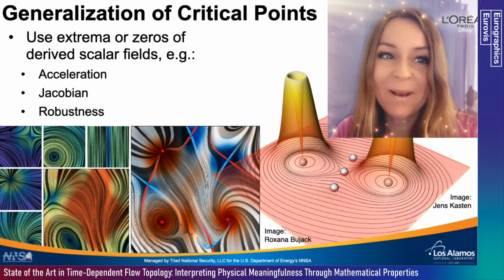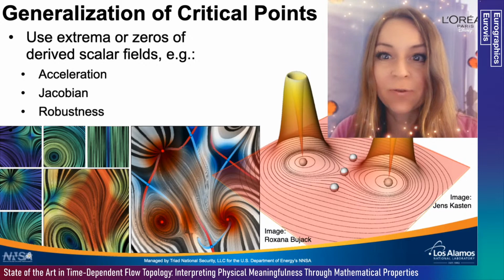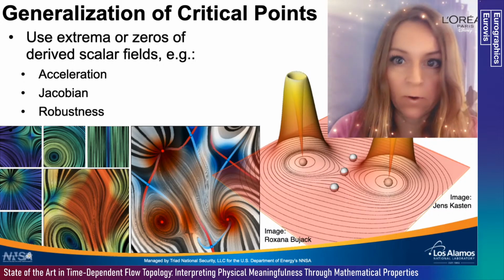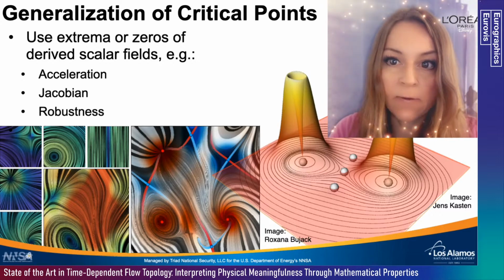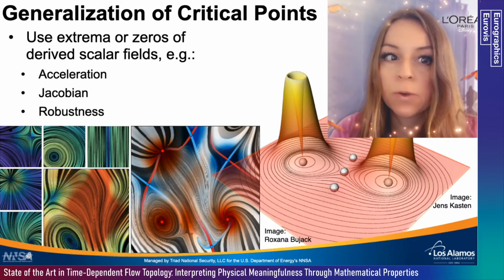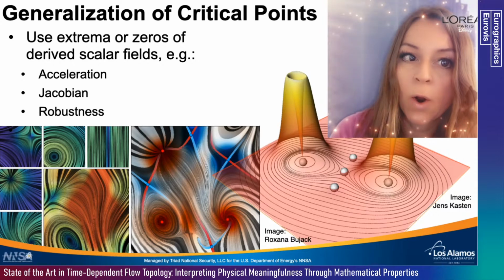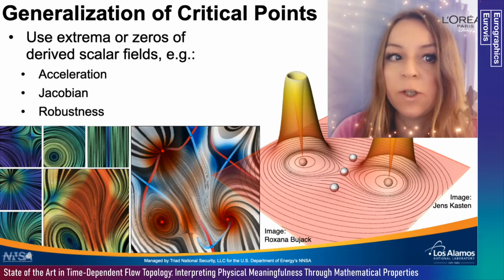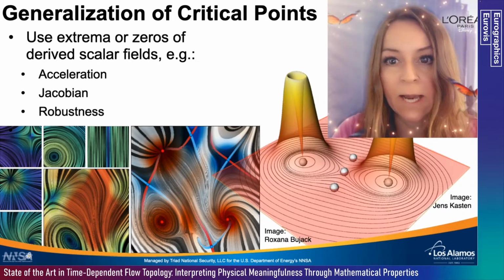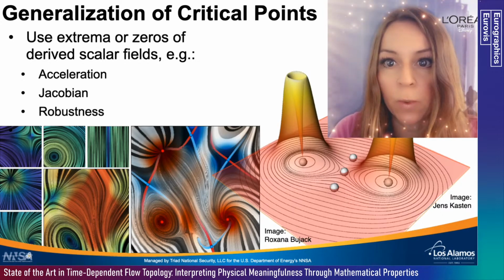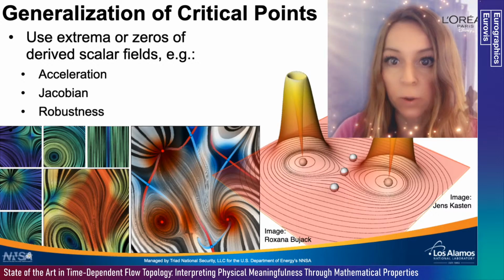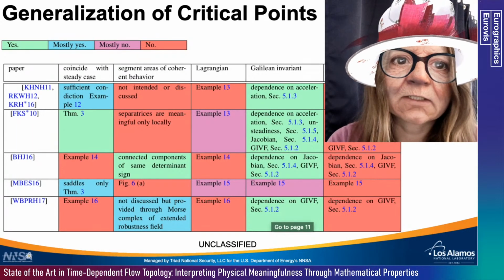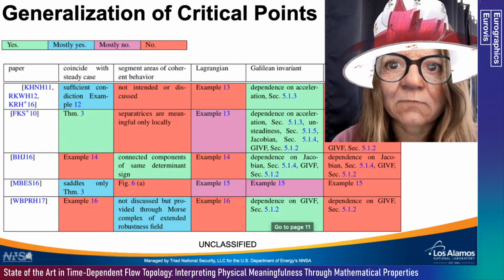The techniques that belong to generalization of critical points make use of derived scalar fields of the flow that are Galilean invariant, to use the extrema or the zeros of those fields to define generalized critical points. Acceleration, the Jacobian, or robustness fields are used for that. And we found that those techniques are usually not objective and not Lagrangian invariant either.